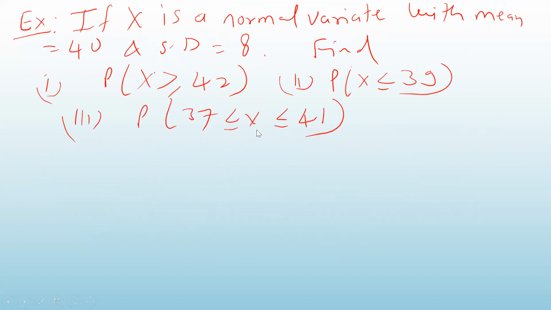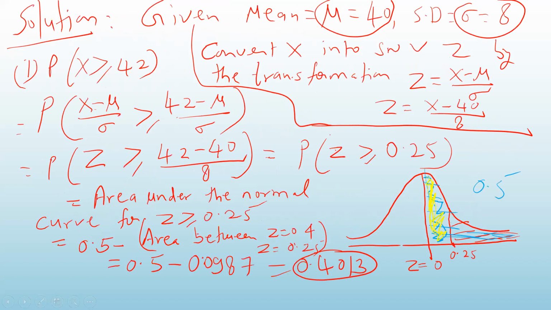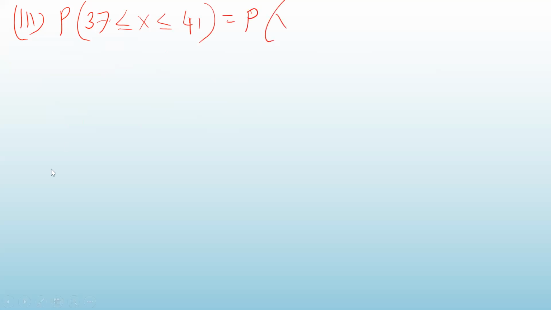Third, probability that x is between 37 and 41. How are you going to do this? As before, we are going to convert x into z. So x, whatever the value, this transformation we are going to use.